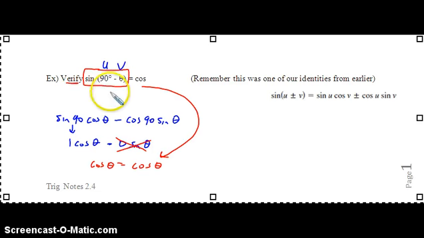In this case, we were trying to verify an identity that is actually on our formula sheet. Remember that this is one of the cofunction identities from earlier on. Didn't spell identities right.